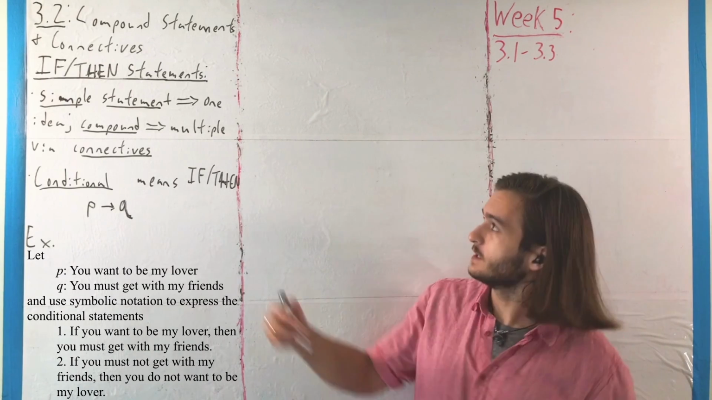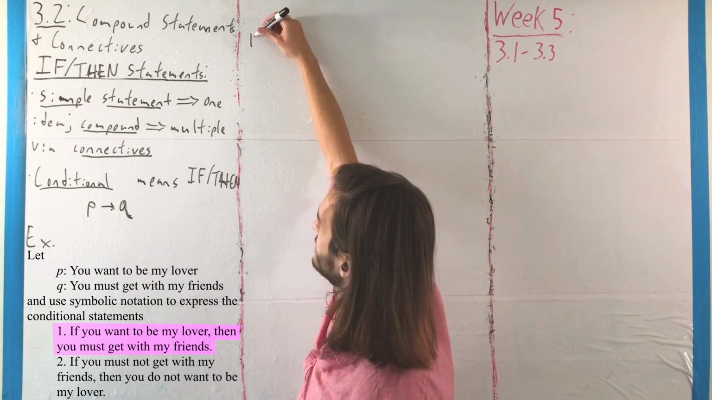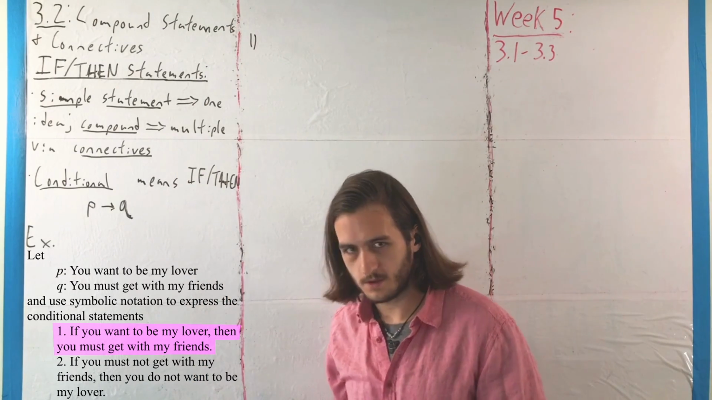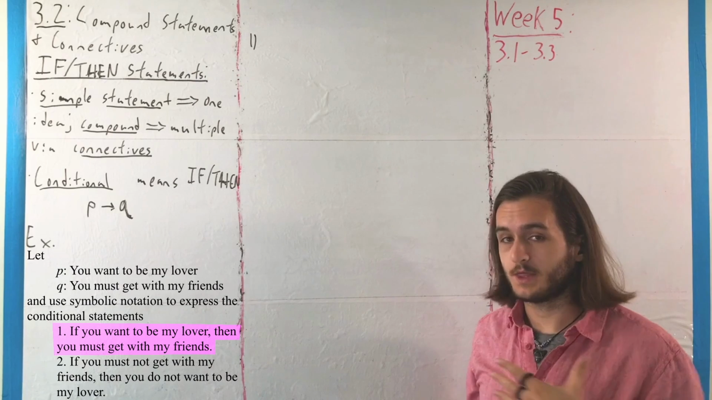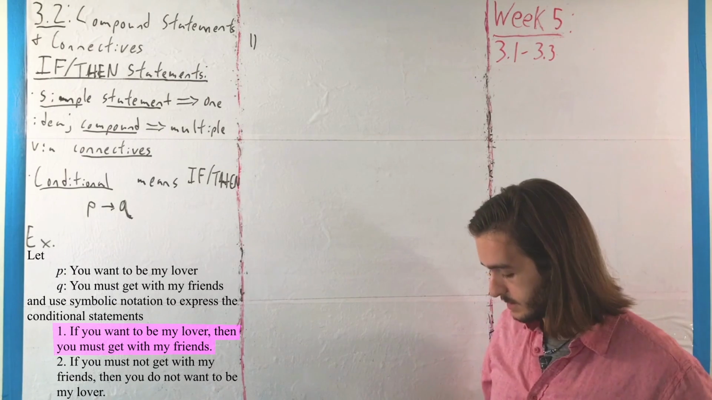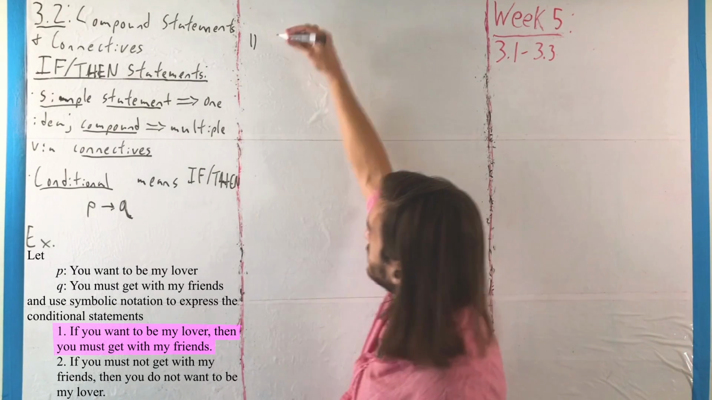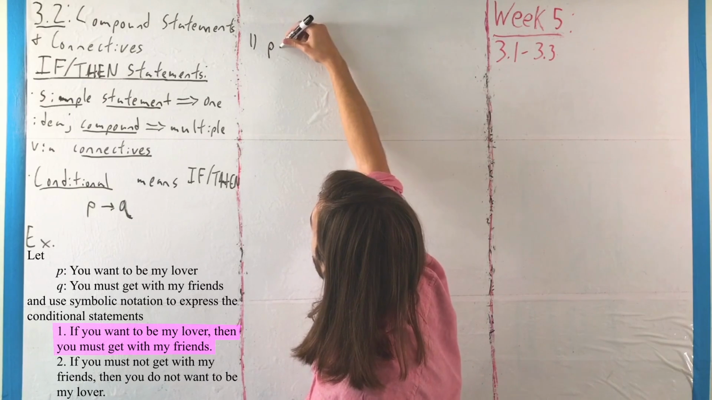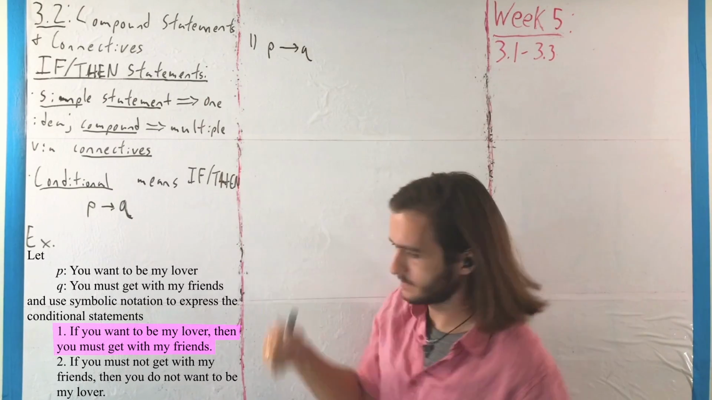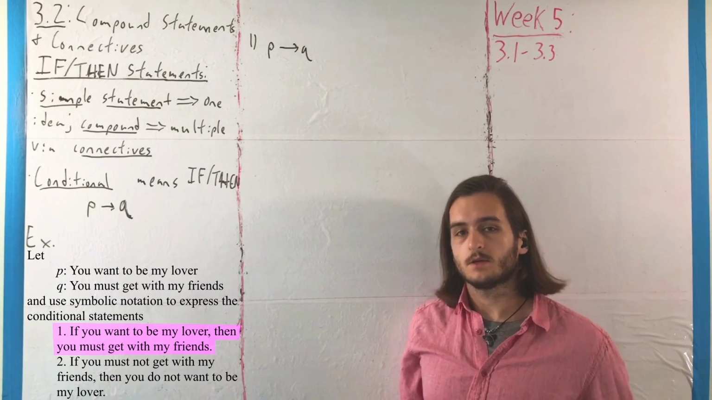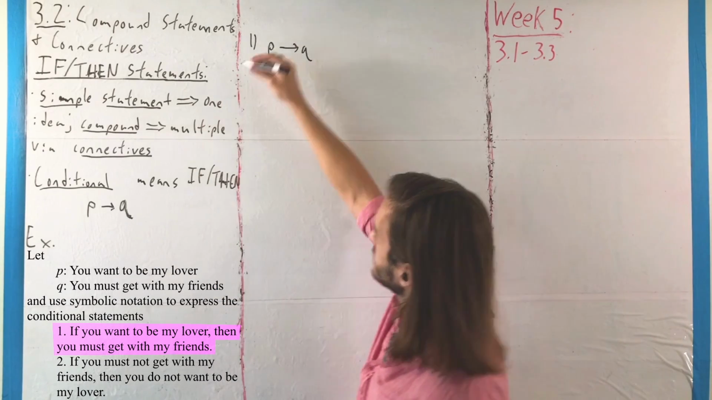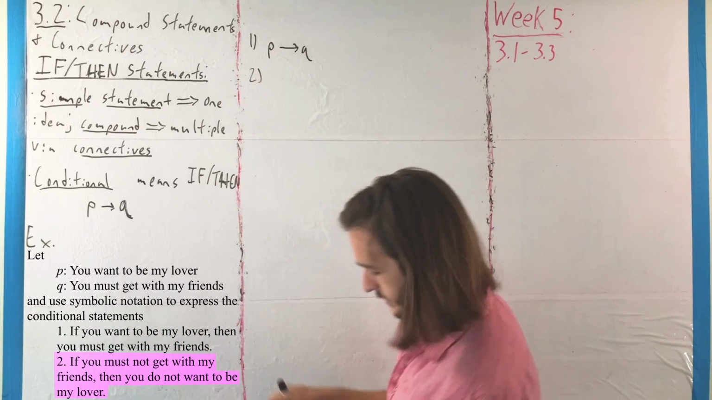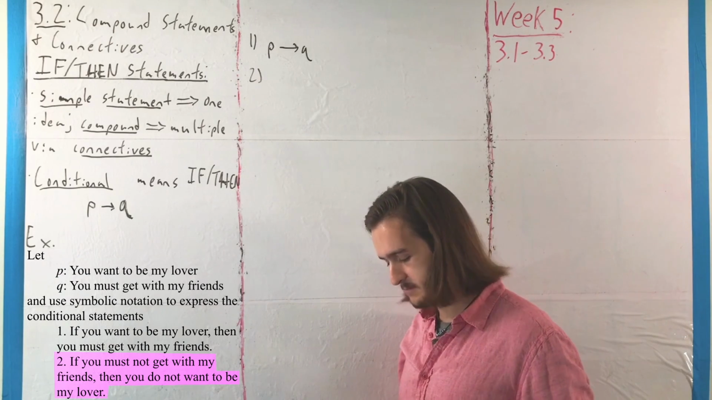So, for the first, in that case, again, hopefully you're getting the pattern here that I'm starting with the most direct application, that with those statements, with that conditional compound statement, we are just doing the direct version, if P, then Q. If you want to be my lover, then you must get with my friends, as the Spice Girls are wont to say. So, for that second case, we have something a bit more complex.